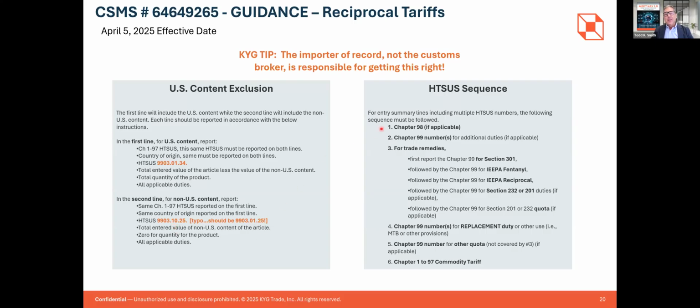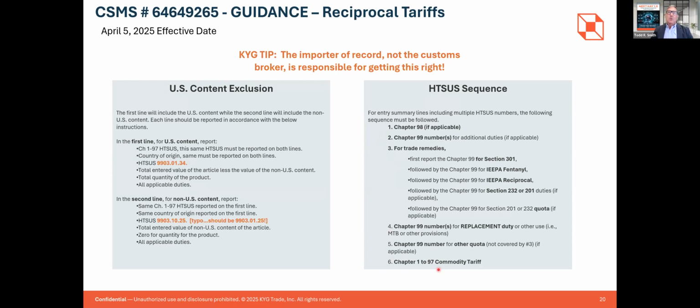What they're also telling you is there is a sequence in how you're supposed to report the plethora of Chapter 99 numbers. And so they lay out this sequence in that same CSMS message. I have the date there. So this is not KYG trade. This is what the government is telling you in terms of how the broker needs to report the sequencing of the various 99 rates when they file their 7501: Chapter 98, Chapter 99, the various trade remedies in order. If you have U.S. and non-U.S. content, that's going to slide in probably under this IEEPA reciprocal here. Other Chapter 99 numbers, and then the actual base rate.